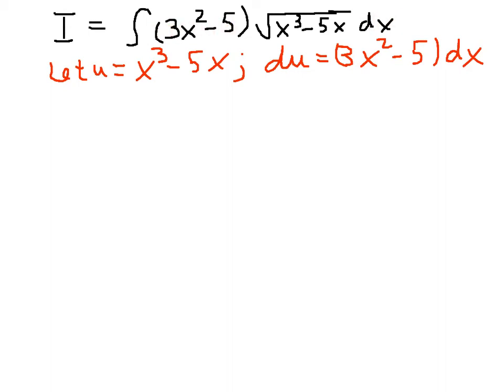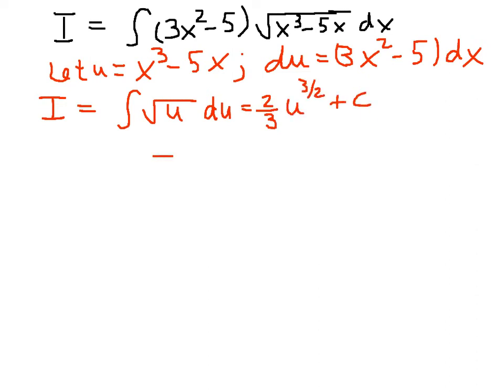So that means when we make our substitution, I is simply equal to the integral of the square root of u du, which is 2/3 times u to the 3/2 plus a constant, which is equal to 2/3 times u, which is x cubed minus 5x to the 3/2 plus a constant. Okay? Take a look, pause if you need to, and we'll go on to another one.